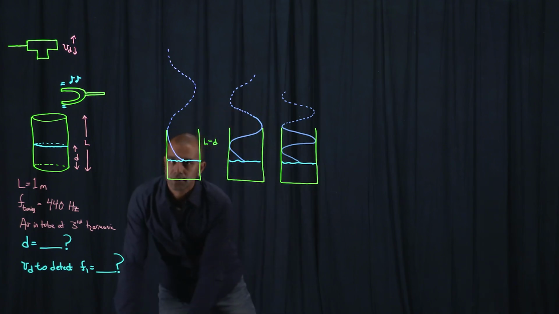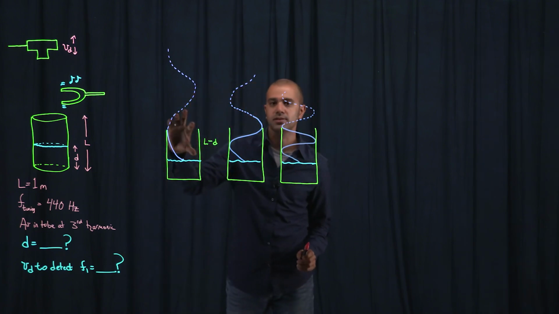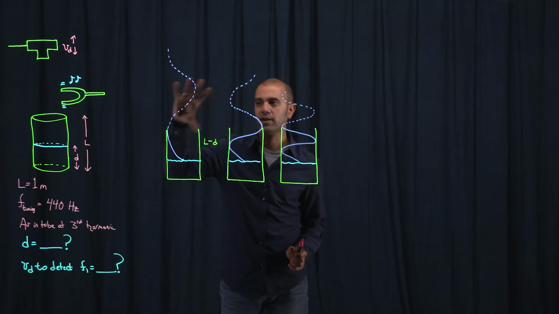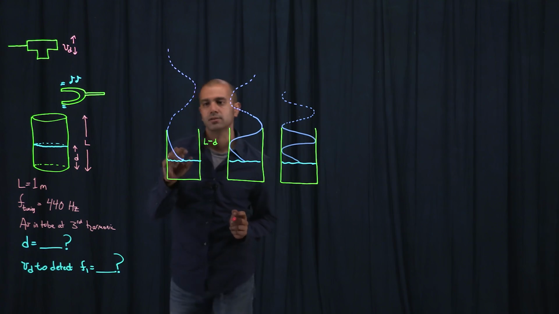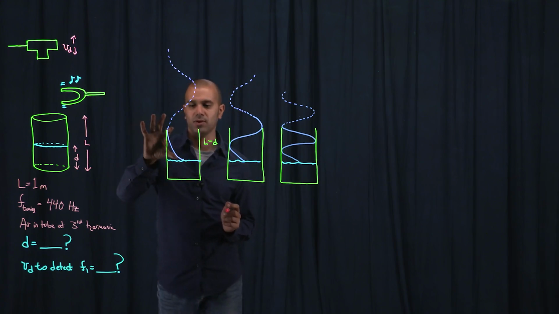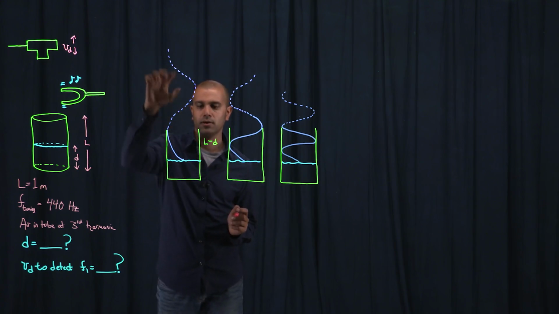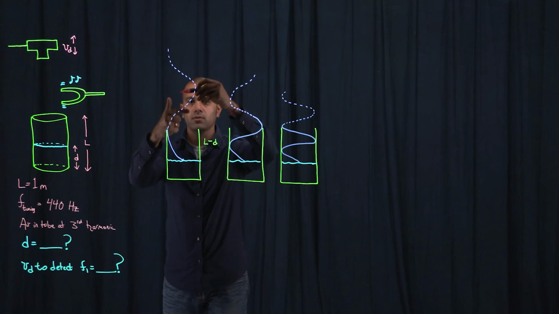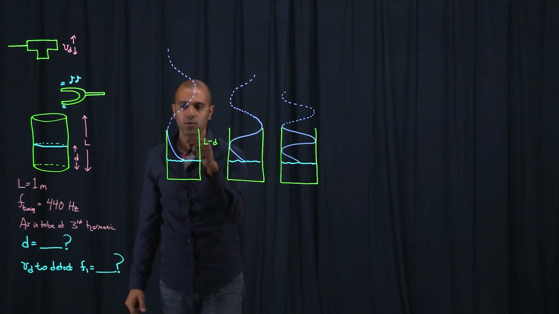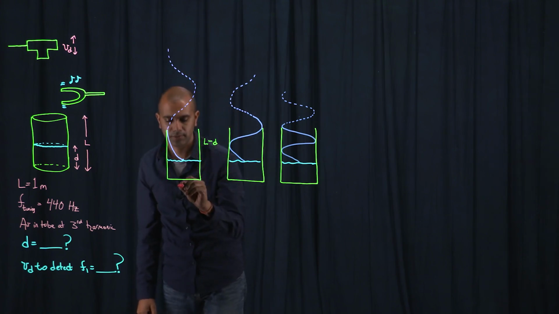Now what we need to do is determine a relationship between this distance L minus D and the wavelength of each of these three different standing waves. In the first case, if we see how much of the wavelength this is, it looks like a quarter of it. This is the full wavelength, and this is a quarter, quarter, quarter, quarter. So a quarter wavelength equals L minus D for the first harmonic.